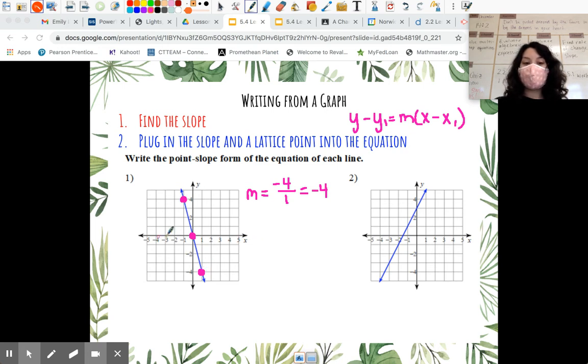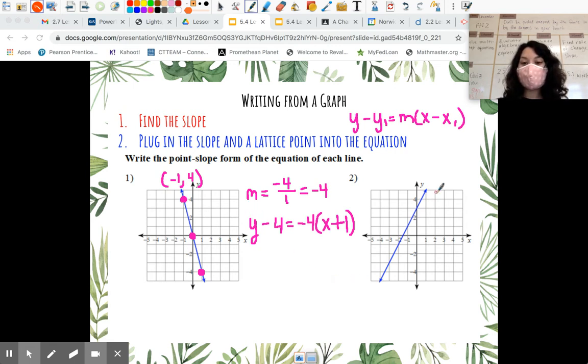For the sake of time, since we're running a little long, I'm just going to pick this top point up here, which if I wrote my ordered pair, this would be the ordered pair (-1, 4). So when I substitute this and my slope into my equation, it's going to be y minus my y value of 4 equals -4 as my slope, open parentheses, and x minus -1. So this will simplify to a plus. So this is one answer that you could get for number 1, but it is not the only answer you could get.